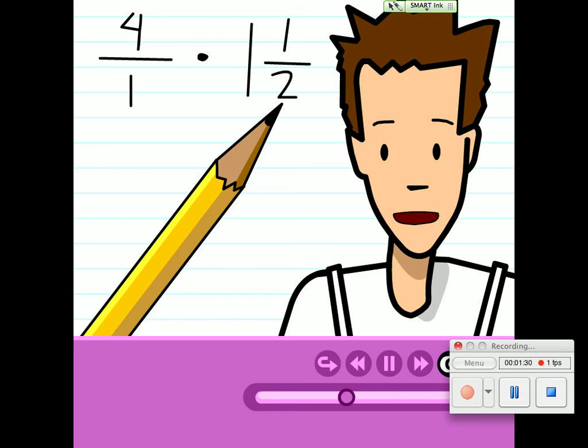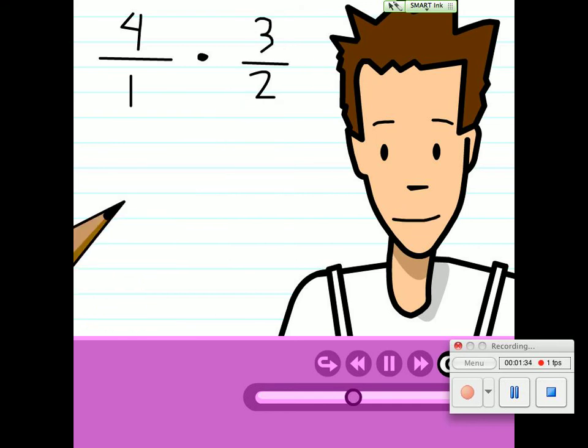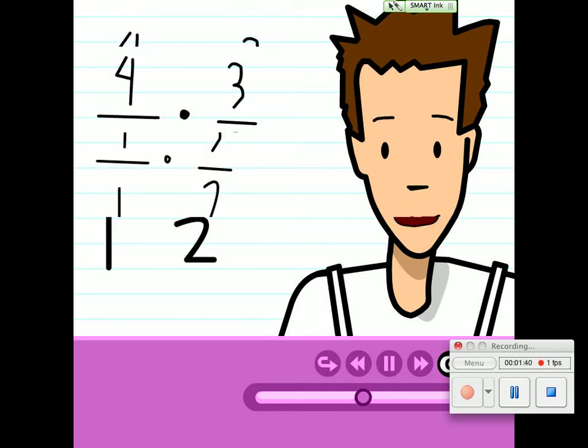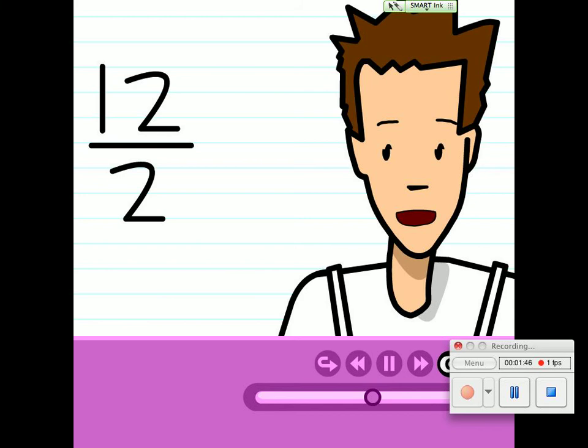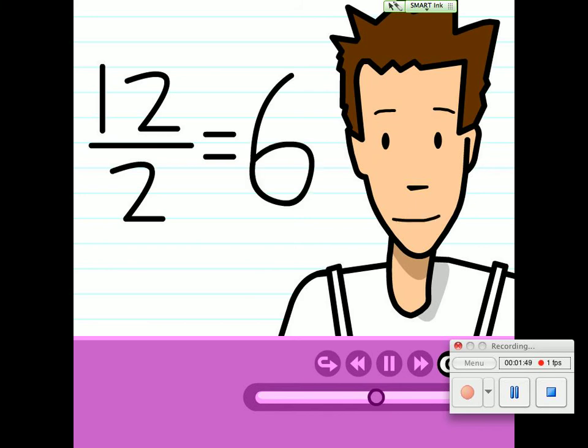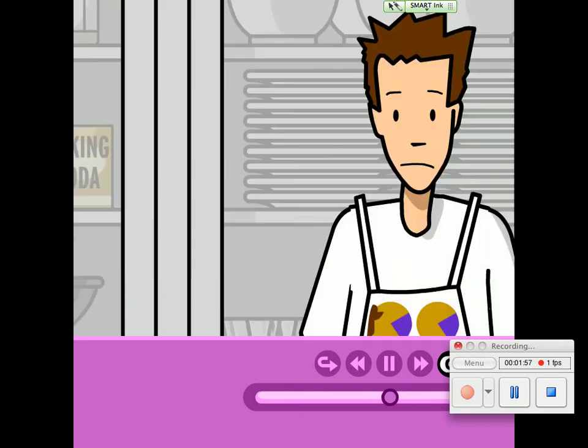Let's get that 1 1/2 out of its mixed number form. 1 times 2 halves equals 2 halves, plus 1/2 is 3 halves. When you multiply fractions, you multiply the numerators and denominators separately. 4 times 3 equals 12, and 1 times 2 equals 2. 12 halves is 6. So we need 6 kilograms of brownie mix?